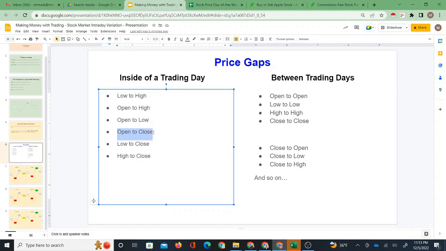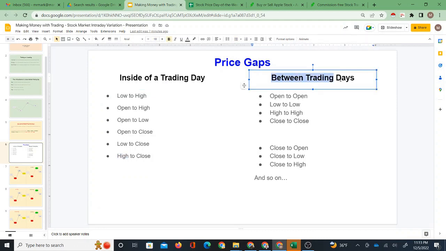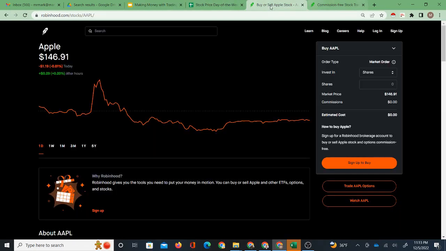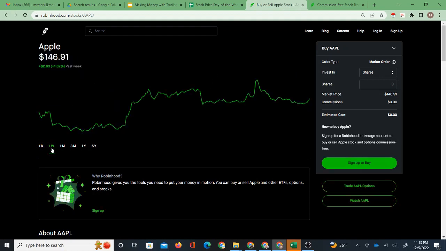Then you have open to close, the beginning compared to the ending. You have the low to close, the lowest point compared to the end point, and high to close would be the highest point compared to the end point. That's inside of the day. However, we can also look between different days. Looking between different days is more tricky to do just with the chart because this is only showing one day. Even if I look at 1 week, I have to think about the different days. As you can see, it's showing me the different dates and times.